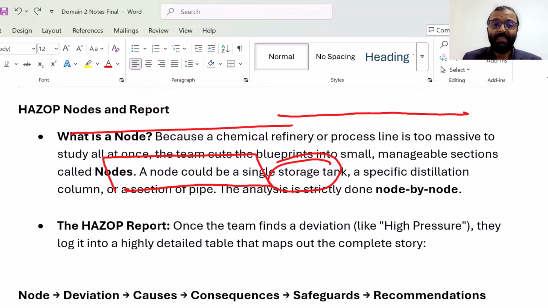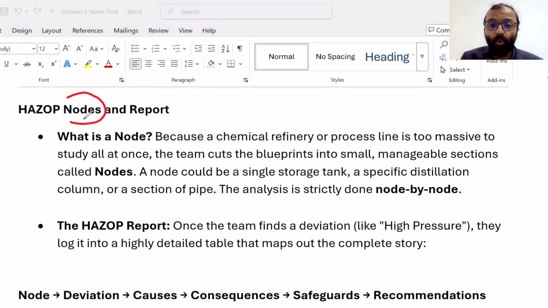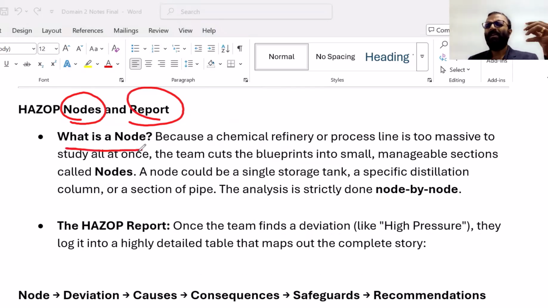Now in this HAZOP, the most important thing that you must understand is that HAZOP has nodes and a report. What is this node? If you are talking about one pump, it is a very simple thing. But here we are not talking about one pump. Here we are talking about a big refinery. So in that there will be so many equipments, so many pipes and all those things. So that is the node.